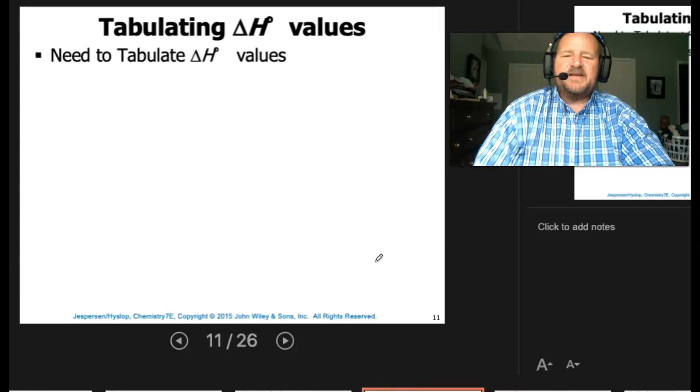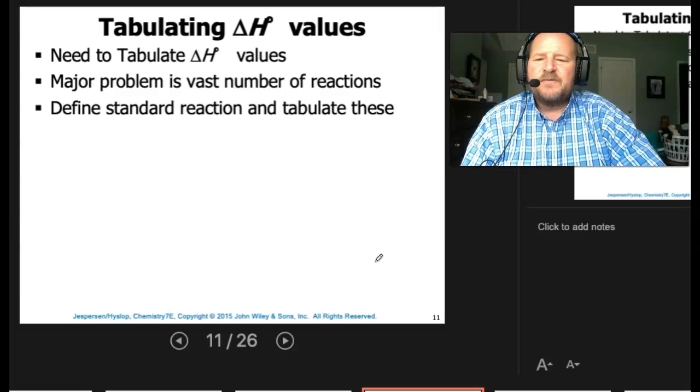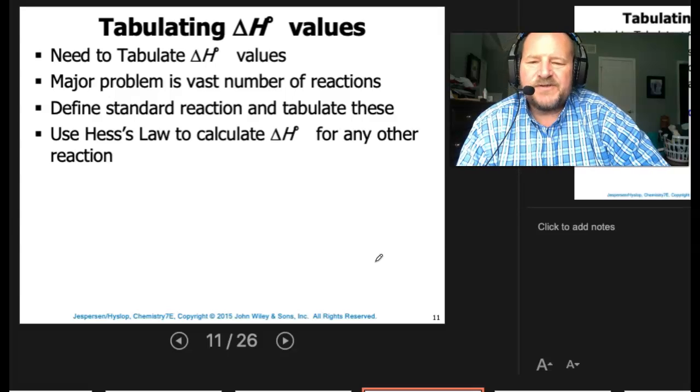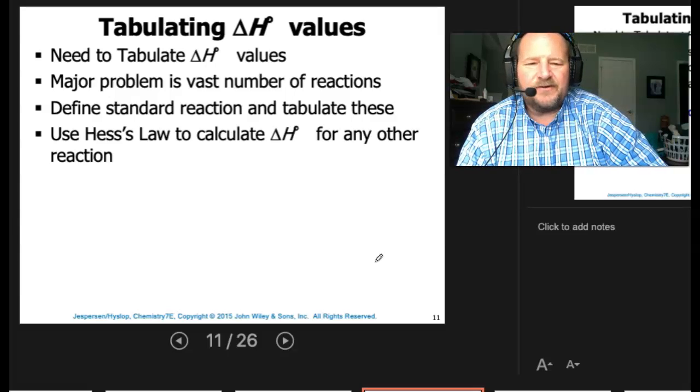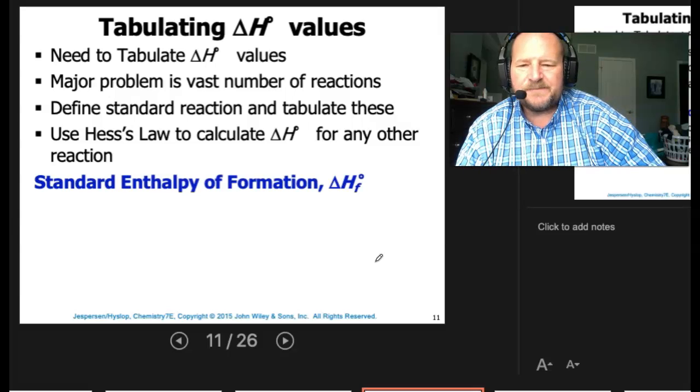You need to tabulate the delta H values. The major problem is the vast number of reactions. We defined the standard reaction and we tabulated some of those. We use Hess's law to calculate delta H for any other reaction. So basically we tabulated a bunch of them that we could, and then we use those to apply Hess's law and figure out other ones.